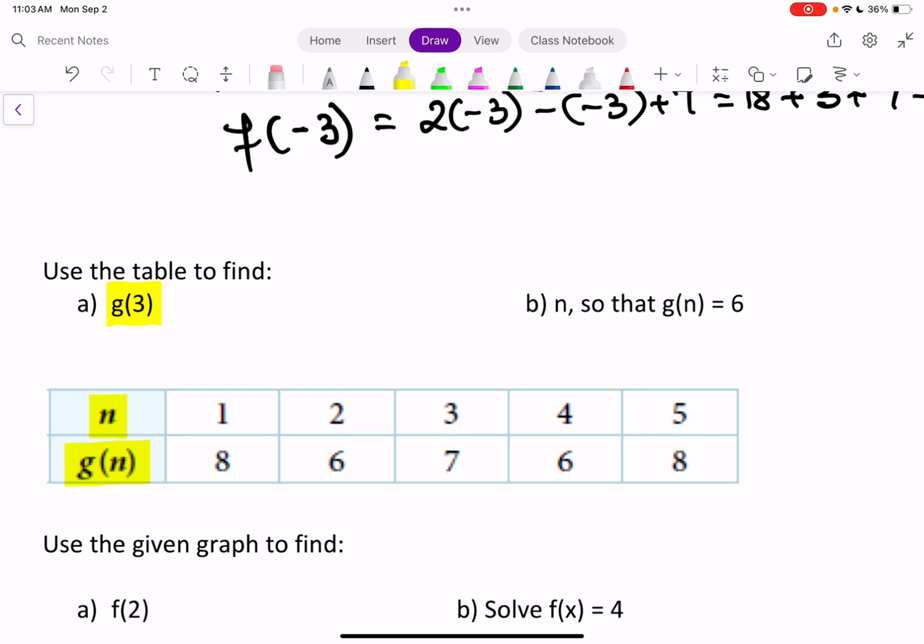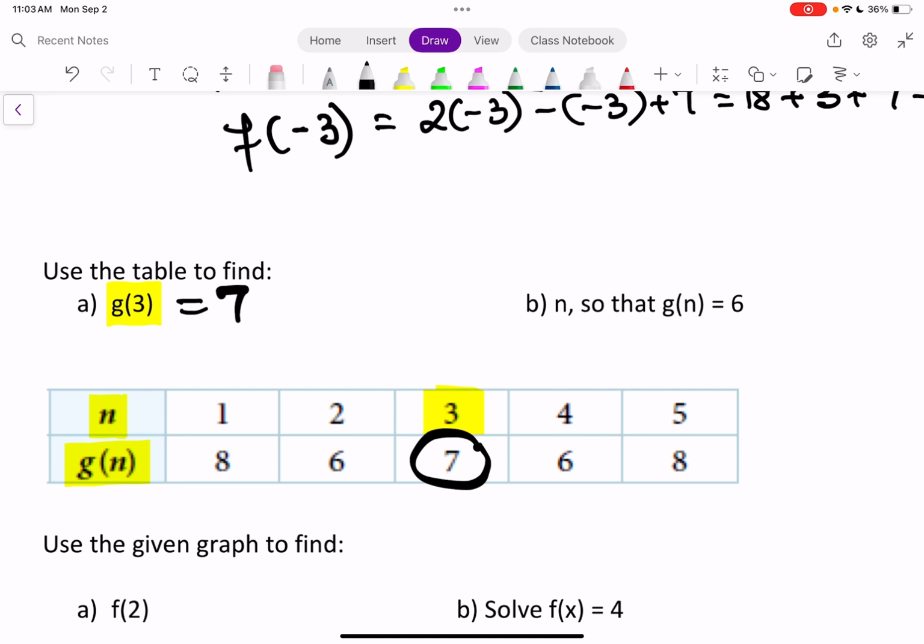The point is, if it says g of 3, that means n is 3. So again, it's just another name for x. Doesn't always have to be x. But the point is, if you substituted n with 3, what is the y value that you're going to get? Well, that's a 7.